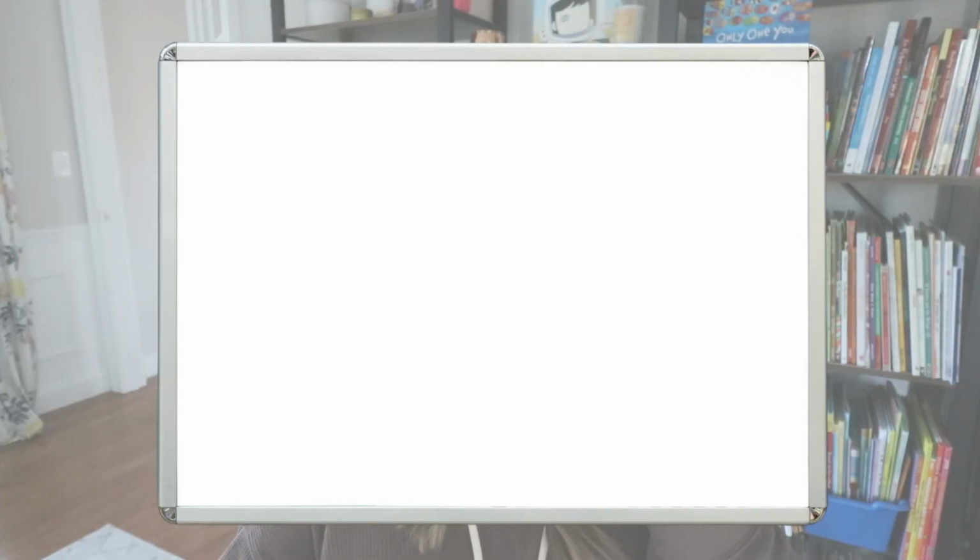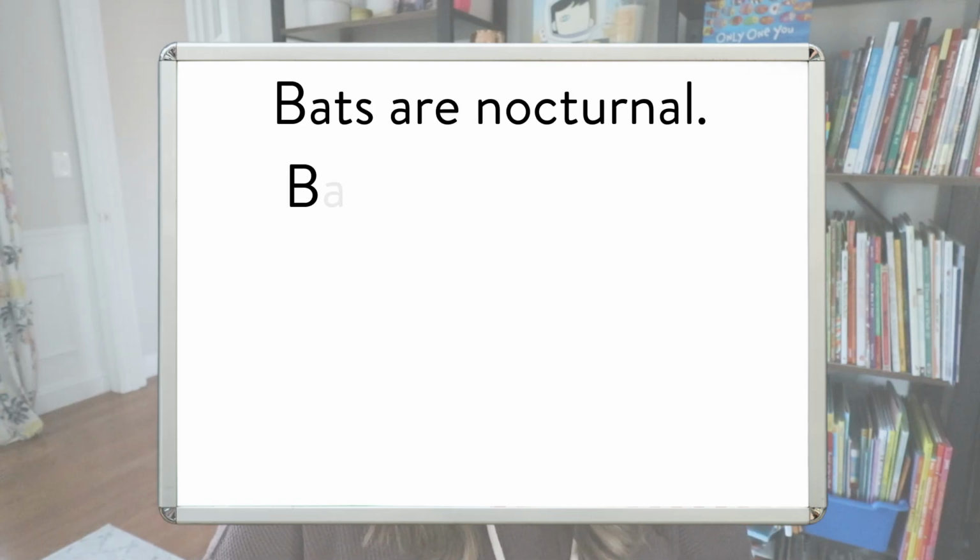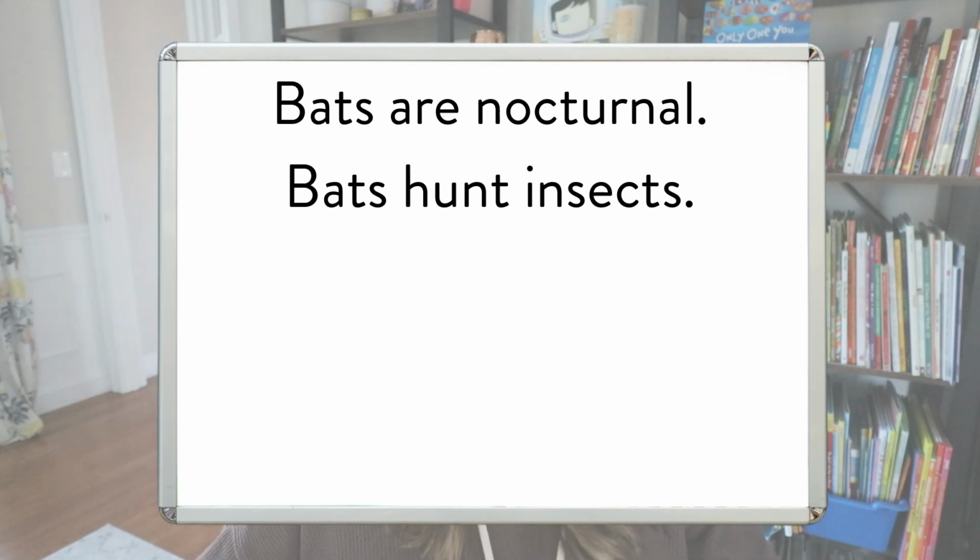So a sentence combination looks like this. Here we'll use some of the same examples we did before, but we might say bats are nocturnal. Bats hunt insects. So here we have 2 simple sentences. Again, I would point out to my students that we do have a naming part and we have a telling part, but these sentences are relatively simple. We can make them more detailed.